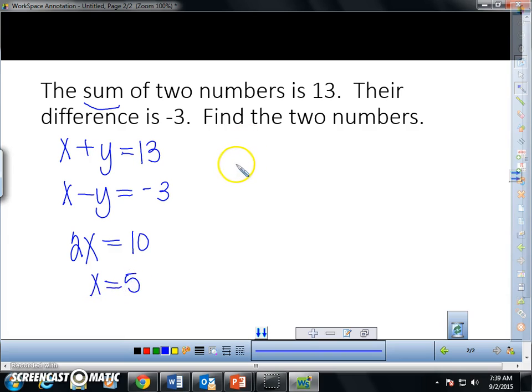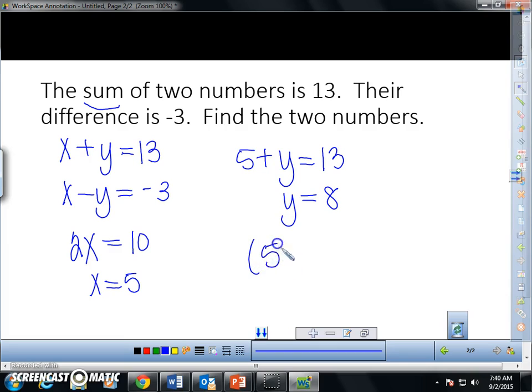Plug that back into one of your equations. So if we use the first one, we have 5 plus y is equal to 13, which means that y is equal to 8. So writing our final answer here, we have 5, 8. And if you write your last sentence conclusion, you can just say one of the numbers is 5, the other is 8. It doesn't have to be really specific.